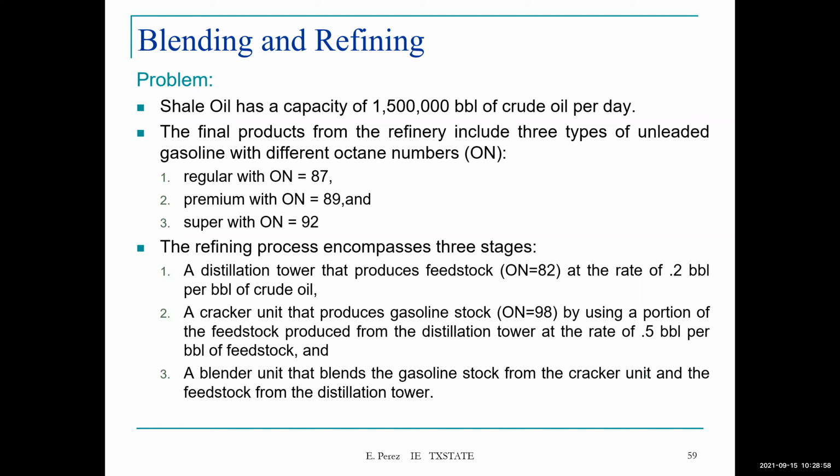And we have a cracker unit that produces gasoline stock with an ON of 98 by using a portion of the feedstock produced by the distillation tower at the rate of 0.5 barrels per barrel of feedstock. So every barrel that we get from the distillation tower is transformed to 0.5 barrels of ON equals 98. A blender unit blends the gasoline stock from the cracker unit and feedstock from the distillation tower.